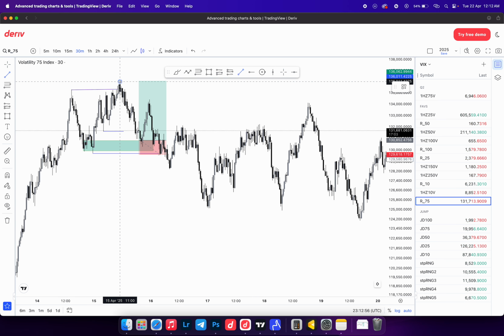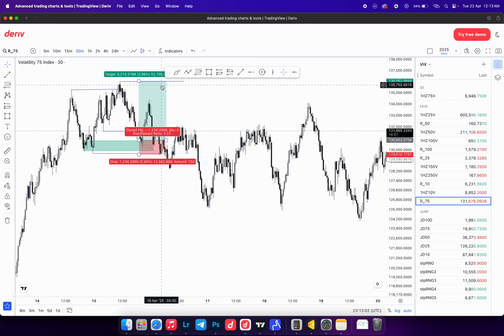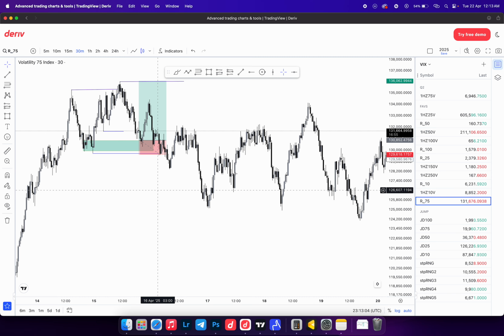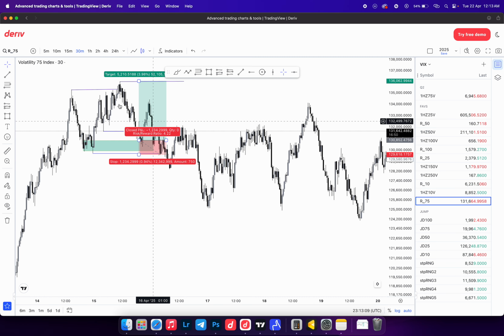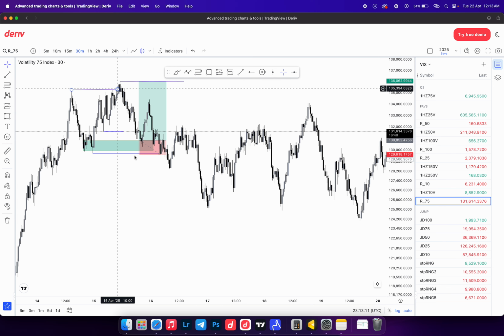I was still bullish on V75. I wanted V75 to come take out this high, but we got stopped out. So now let's see what I did after being stopped out. I think I was stopped out on this trade. I was down with some rates on this trade.